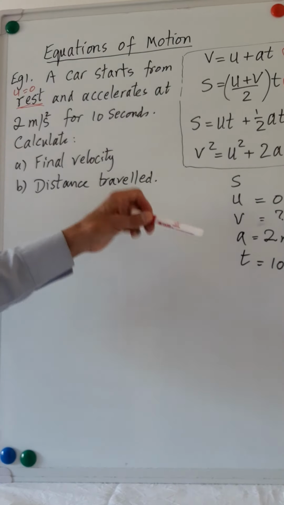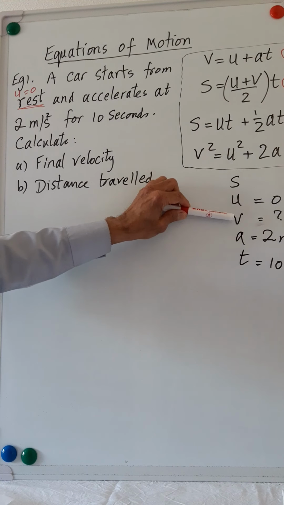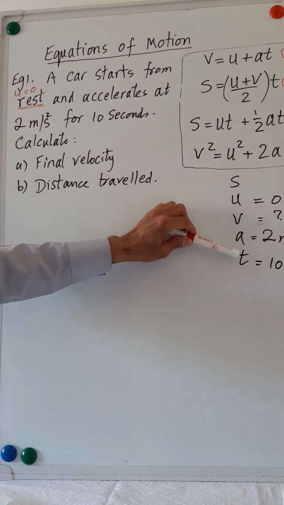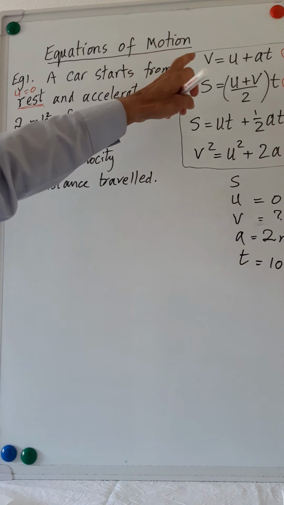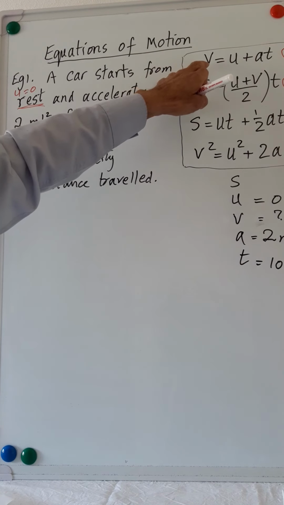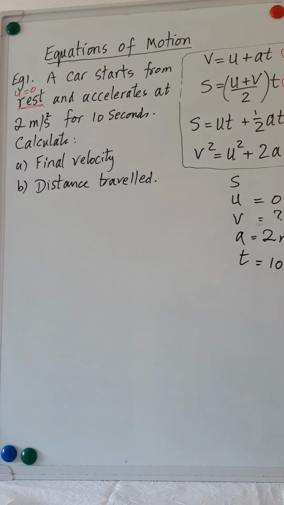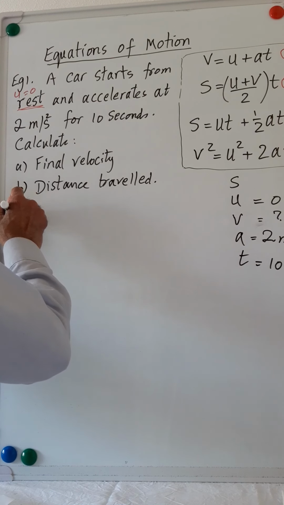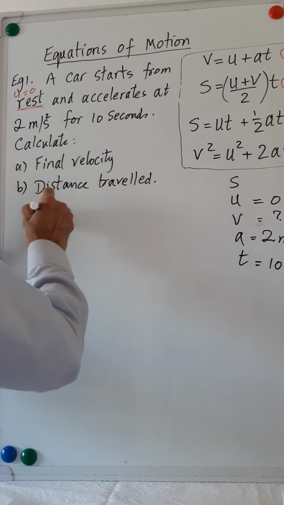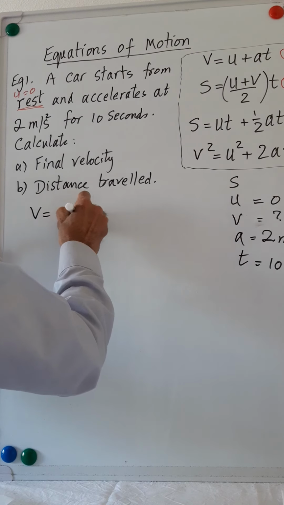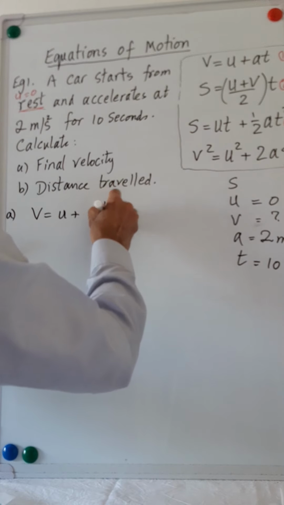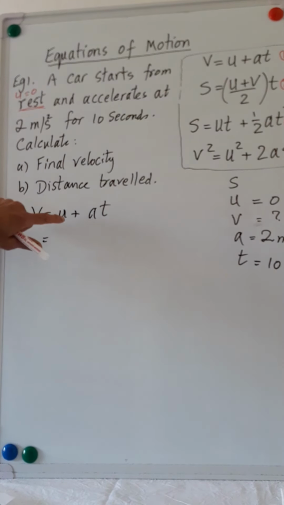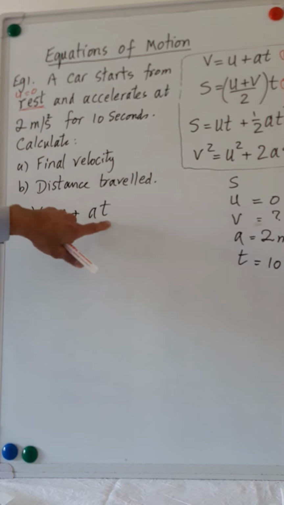So we want an equation that connects u, v, a, and t. The initial velocity, final velocity, acceleration, and time. And this equation is number 1: v, u, a, and t. Okay, so using equation 1, v is equal to u plus a times t. Now, final velocity equals initial velocity plus acceleration times time.